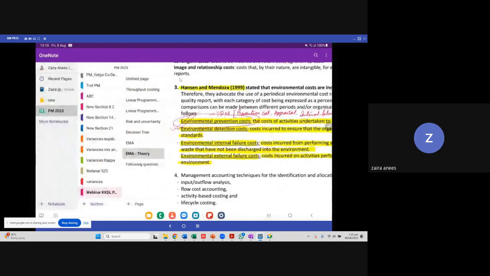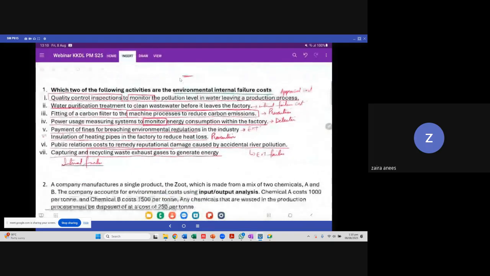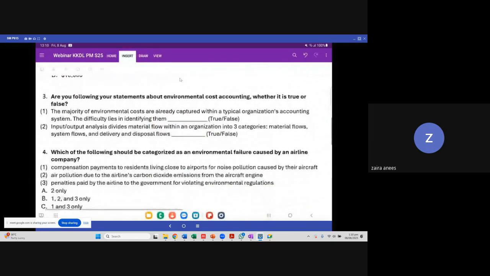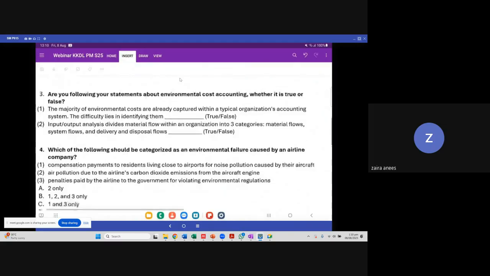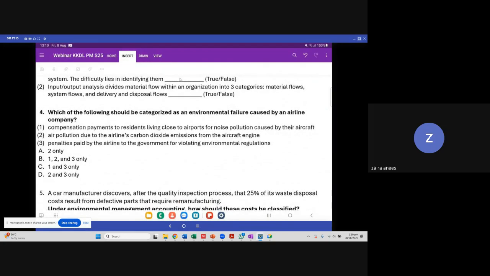I think there was one more MCQ here. Yeah, this one. This is external failure cost.